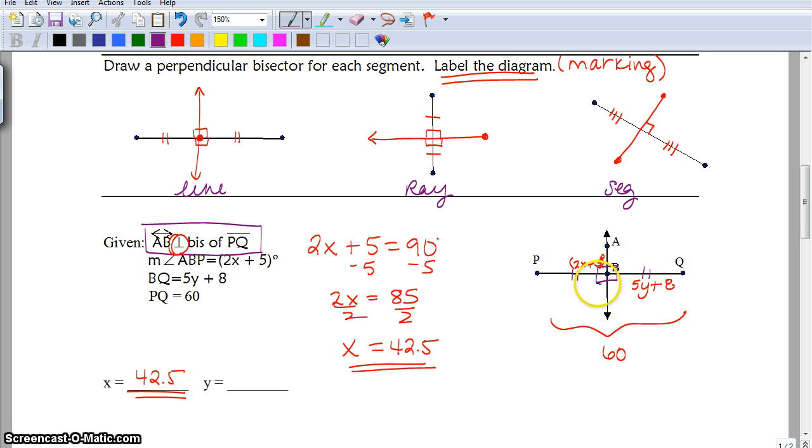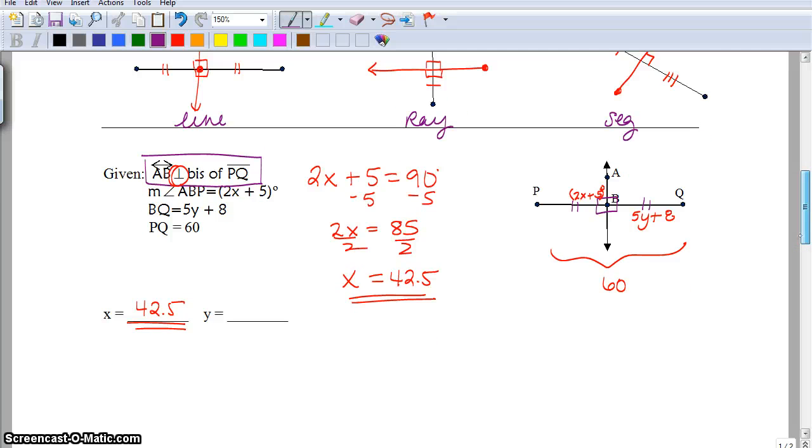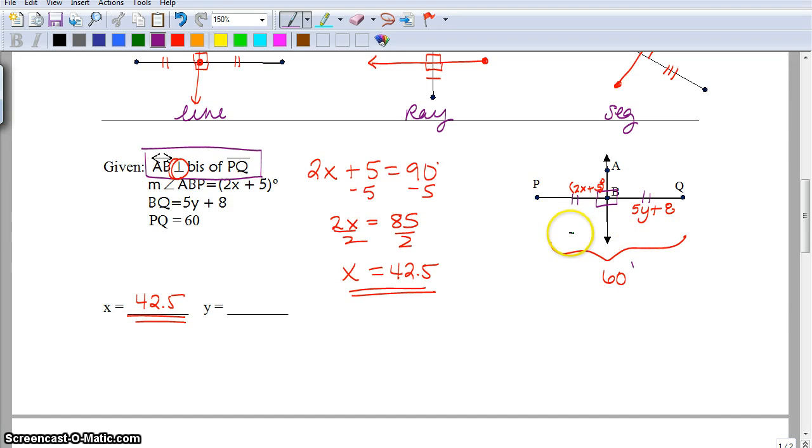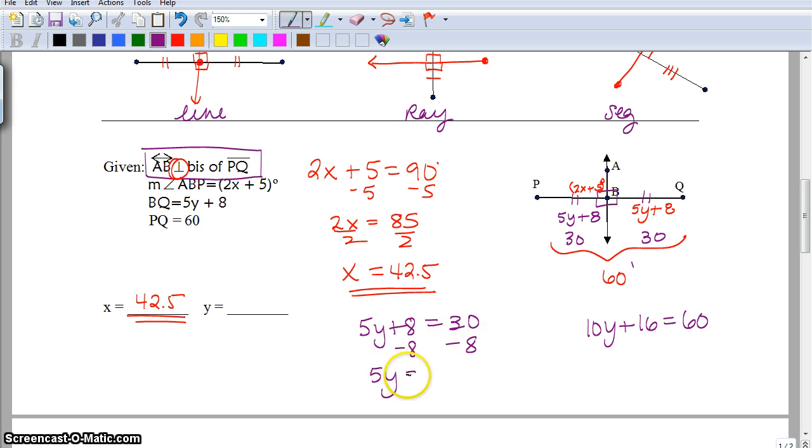Now, a lot of people who don't label their pictures think they can just do it really equally, and they go, oh, 5y plus 8 equals 60. Well, that would be wrong because 60 is this entire piece. So that means each of these pieces is actually 30. So the correct equation is 5y plus 8 is equal to 30. Or you could have called the other one 5y plus 8, and you could have done 10y plus 16 is equal to 60. Both equations will get you to the right answer. I'm going to use this one, though, because they're smaller numbers, and that's easier for me to deal with.